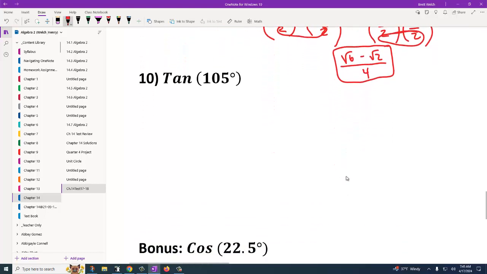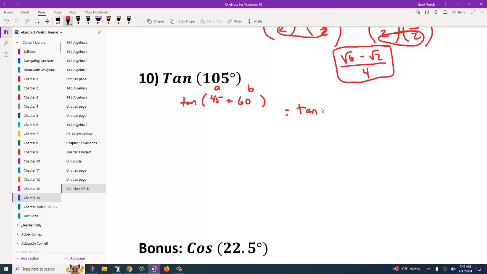Tangent, same idea, but the rule is a little different with tangent. I want to turn the 105 into something. Let's go ahead and do an addition version. How about 45 plus 60? 60 was the one we preferred to use, right? We prefer to get away from the 30-degree angles because of what the tangent is. Okay, so we have an A and we have a B.